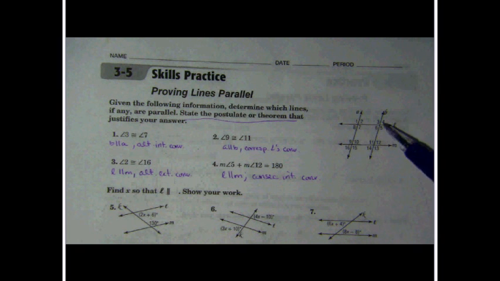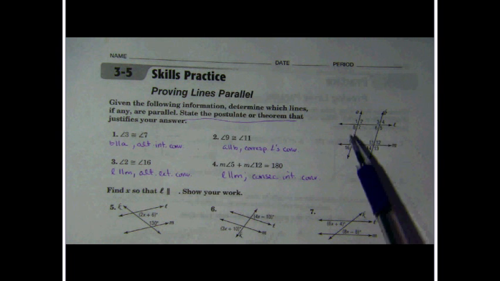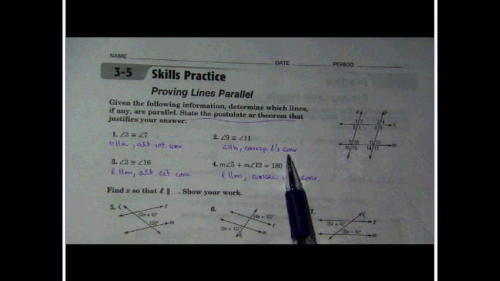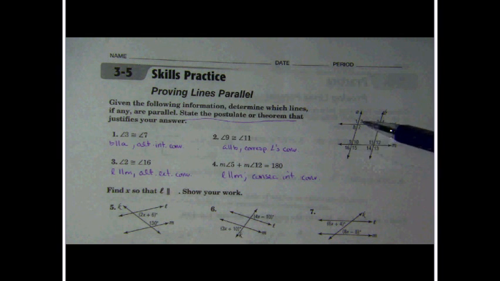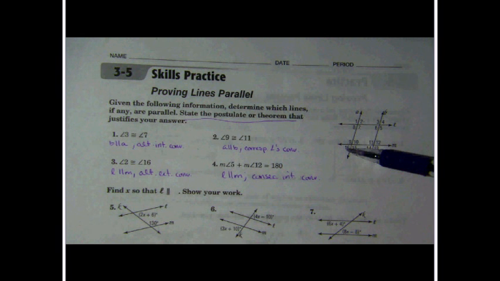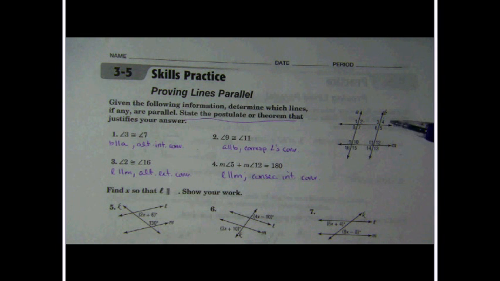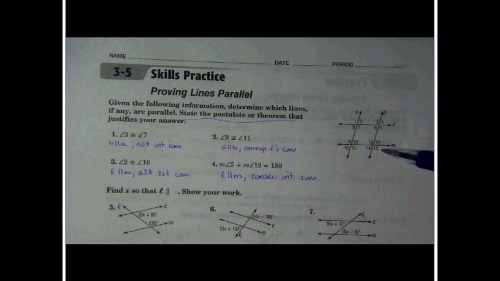And then I had 9 and 11. They're corresponding angles, so I had the corresponding angle converse, and that made A and B parallel again. 2 and 16 are alternate exterior, so that's the alternate exterior converse, and they made L and M parallel. And then we had 5 and 12 add together to make 180, so they're consecutive interior angles, and they made L and M parallel.